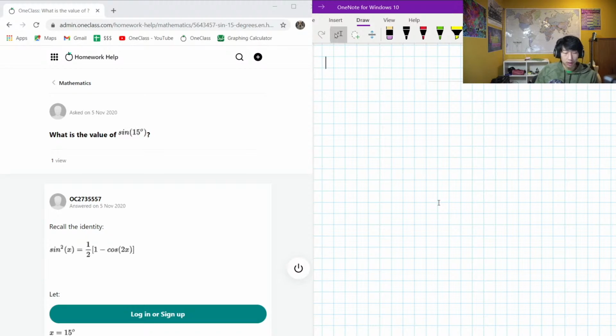Okay, so the next question that we have on the menu today is asking us what in the world is going to be the value of sine 15 degrees. Okay, there are many different ways that we can address this situation. The first most easy way, in my opinion, is just direct calculation.